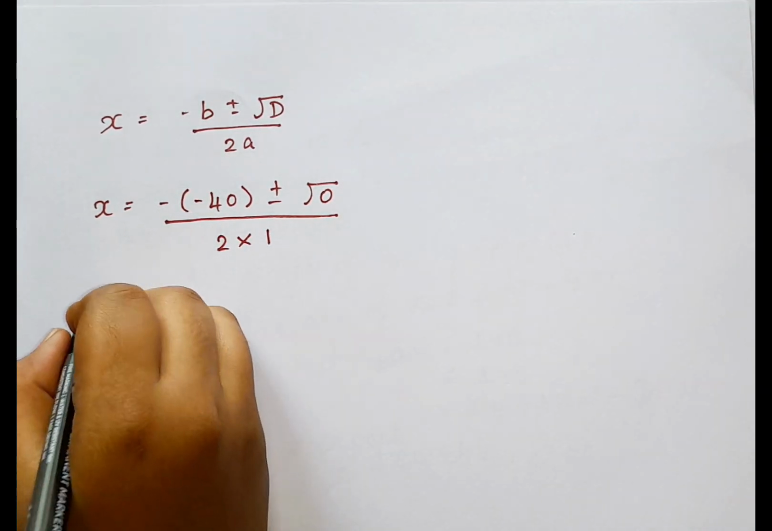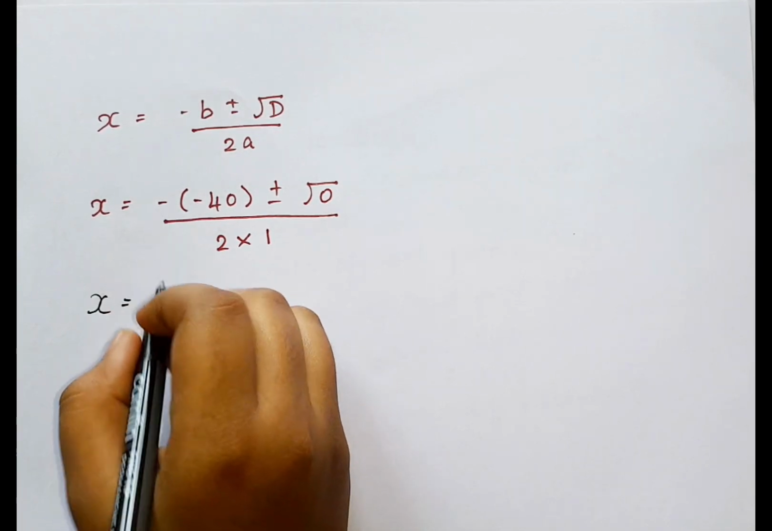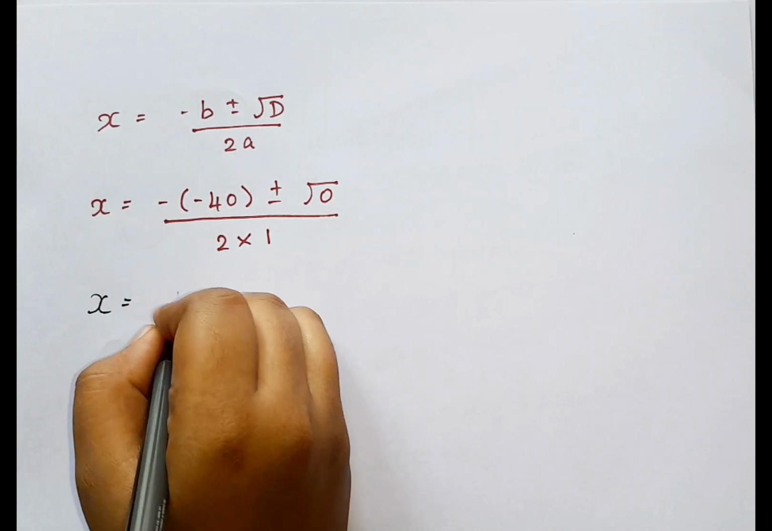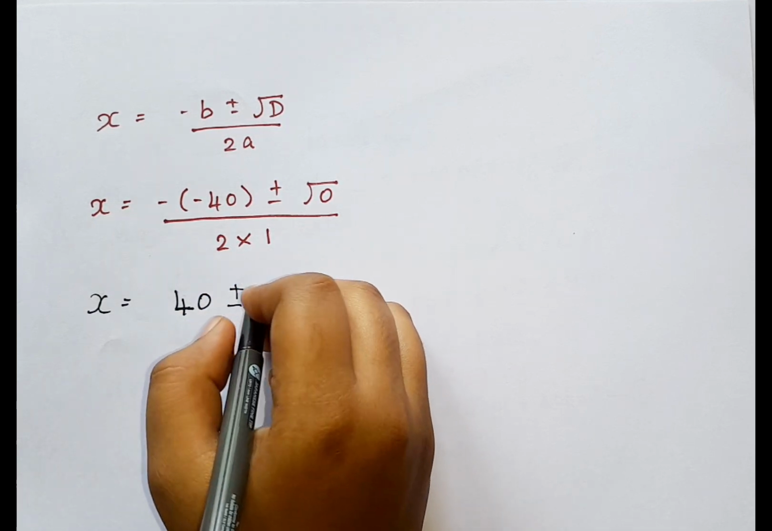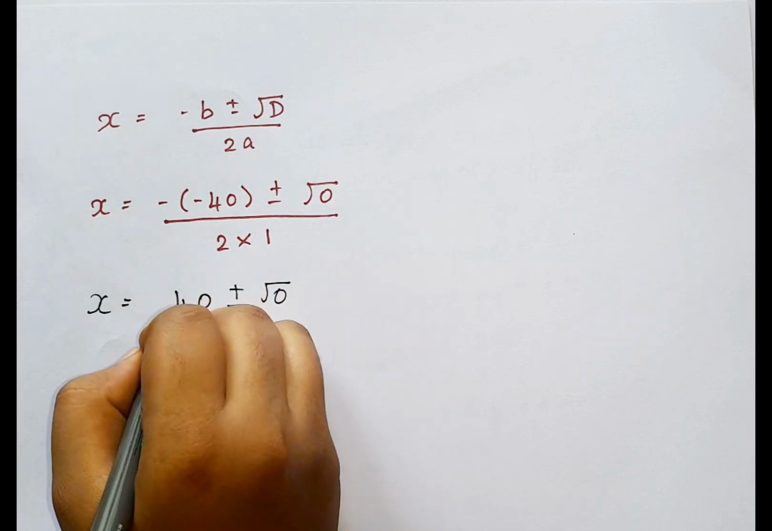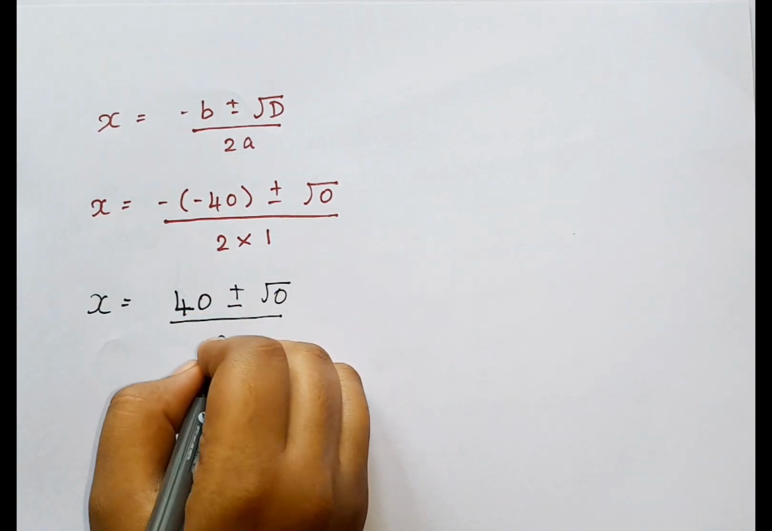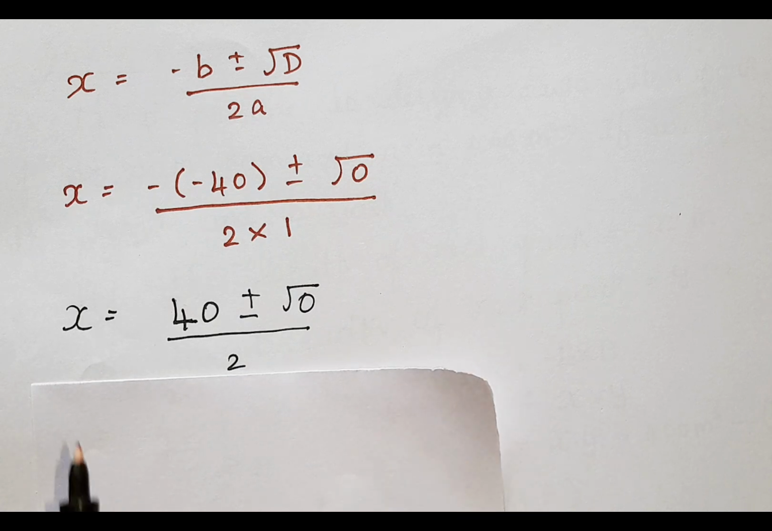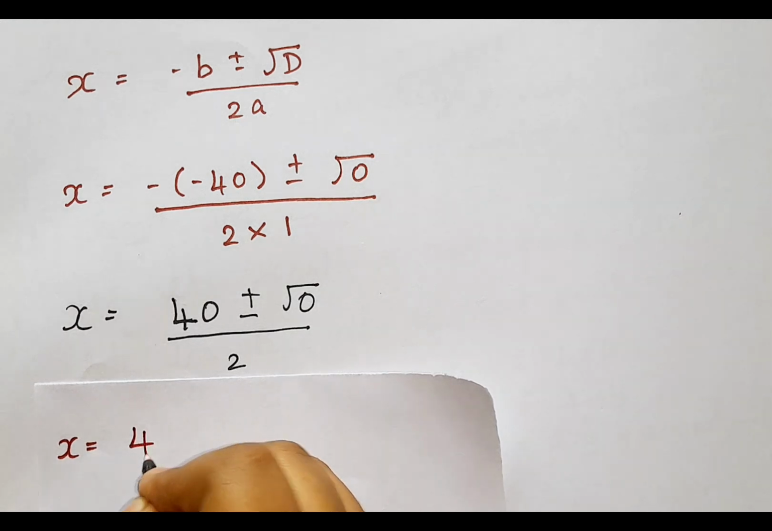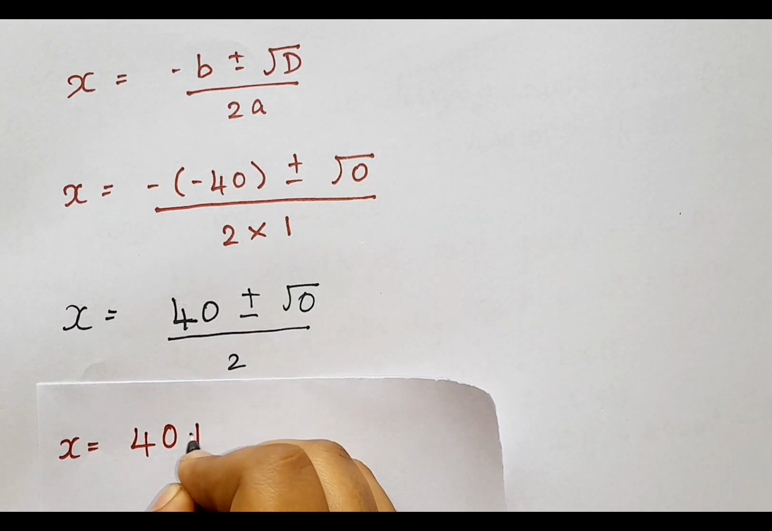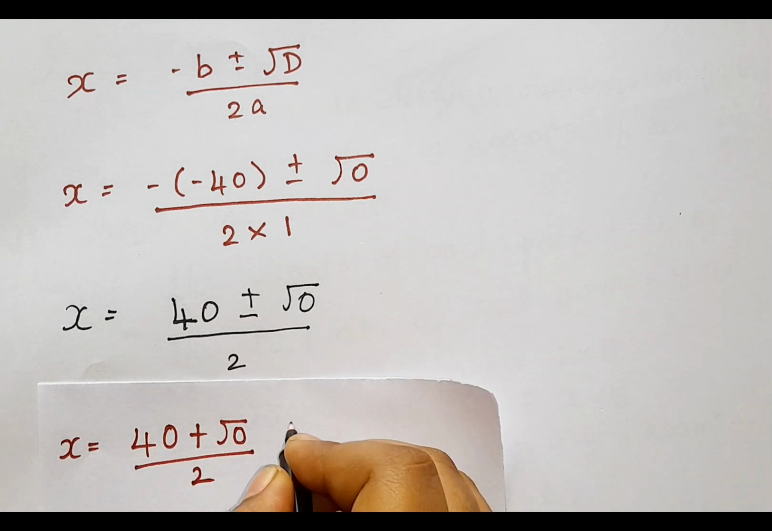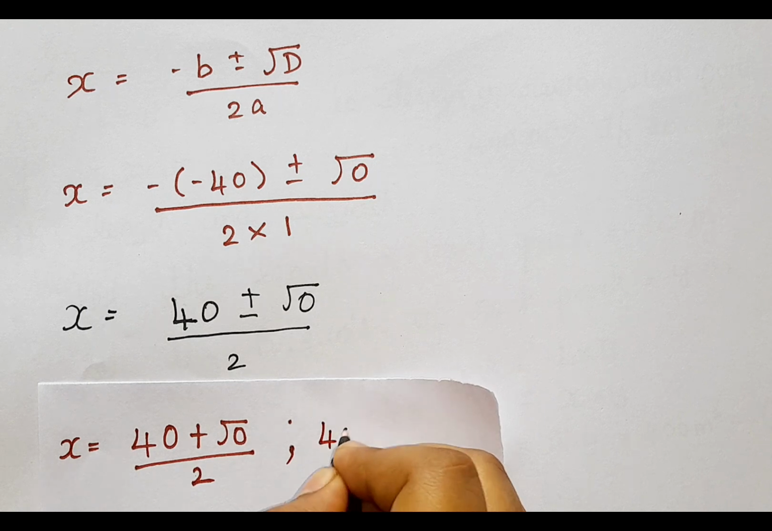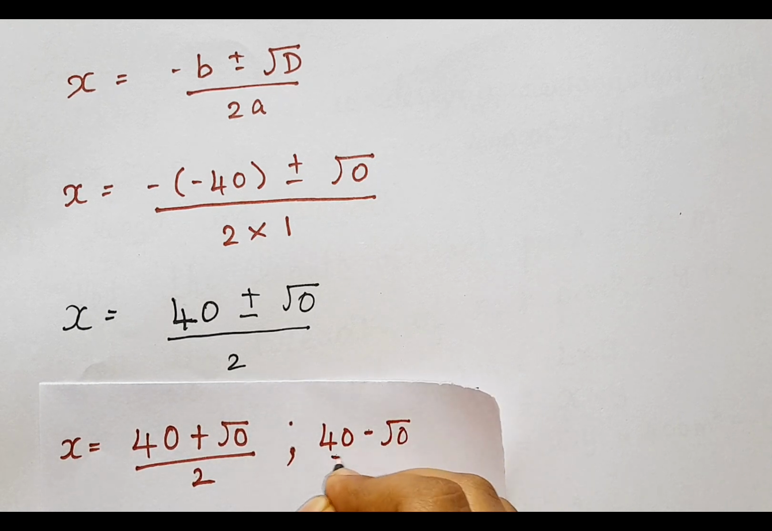Okay, so now let's solve it. x is equal to minus into minus is plus, so 40 plus or minus root 0 divided by 1 into 2, which is 2. Now I'm going to write x is equal to 40 plus root 0 divided by 2, and then 40 minus root 0 divided by 2.